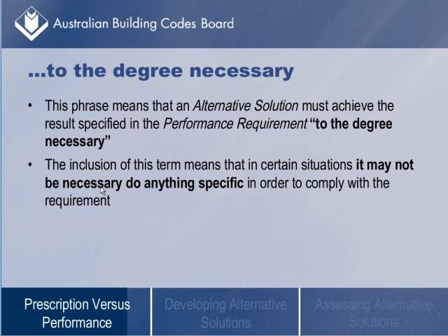To the degree necessary. This phrase means an alternative solution must achieve the result specified in the performance requirement to the degree necessary. The inclusion of this term means that in certain situations it may not be necessary to do anything specific in order to comply with the requirement. So that's the first one, to the degree necessary.